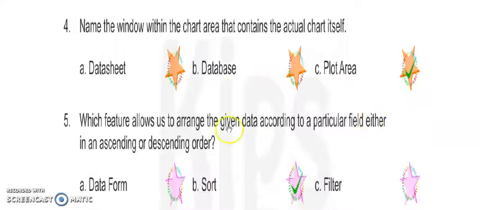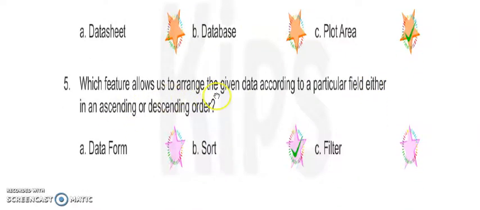Now number 4, name the window within the chart area that contains the actual chart itself. It is plot area. Which feature allows us to arrange the given data according to a particular field either in ascending or descending order? It is sorting.